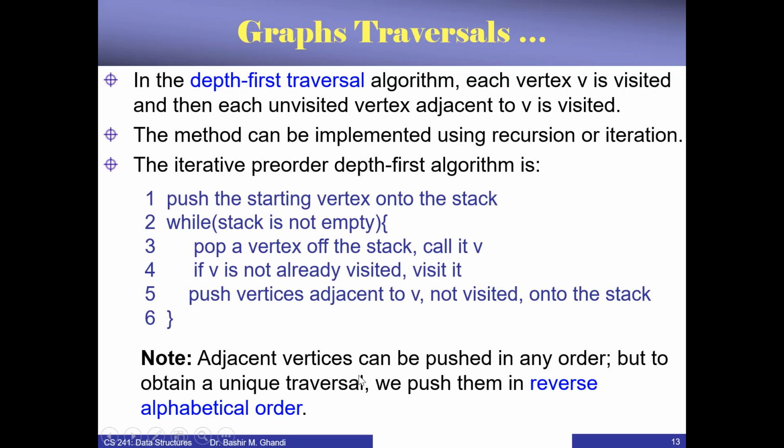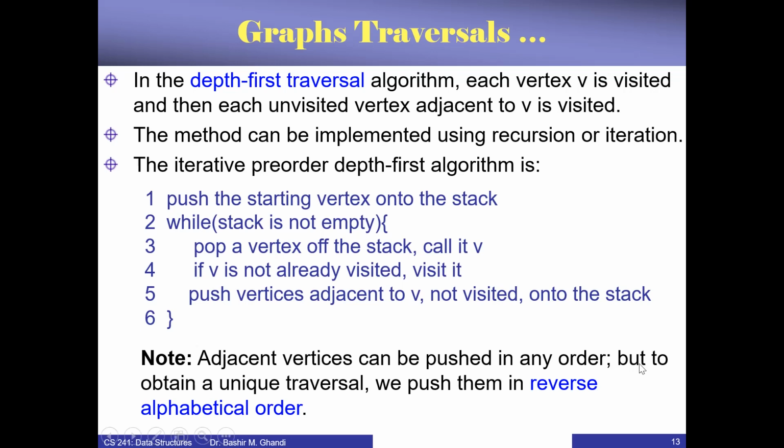But there's a note here. It says adjacent vertices can be pushed in any order. After you visit a vertex, you push the vertices adjacent to it onto the stack. Now, in what order are you going to push them? Say vertex V has 3 adjacent vertices. According to the algorithm, the order is not specified. However, normally we put a restriction to make sure that you get a unique answer.